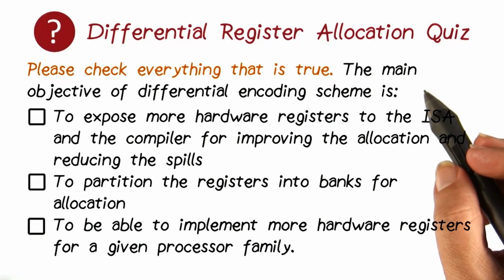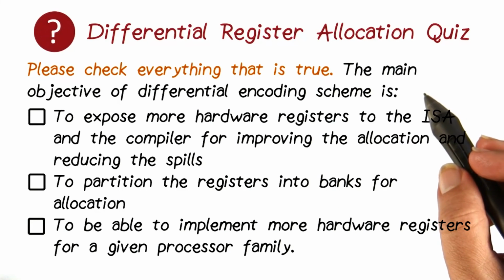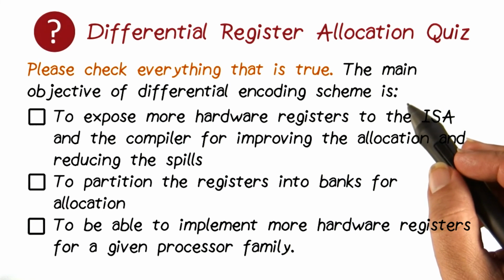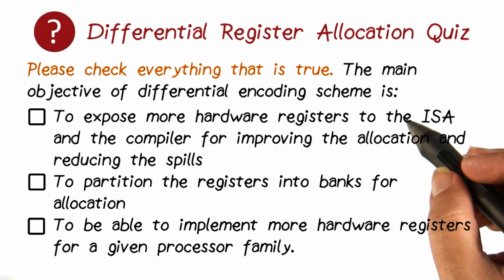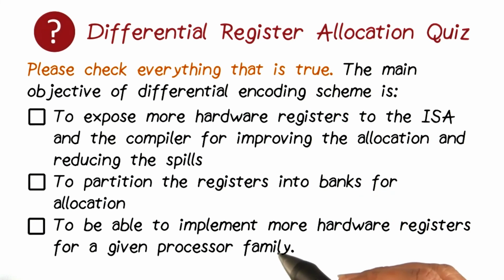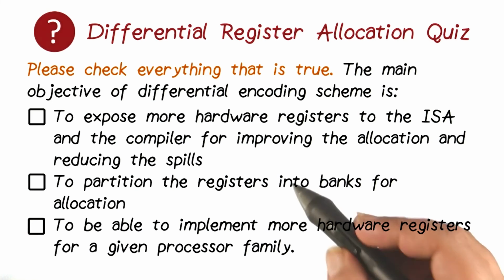Finally, let us do what is the motivation behind differential register allocation through a quiz. So what I have here are 3 statements, and please check the one that is true. The statements are: the main objective of differential register encoding scheme is to expose more hardware registers to the ISA and the compiler for improving the allocation and reducing the spills, or the second statement is to partition the registers into banks for allocation, and then the third one is to be able to implement more hardware registers for a given processor family. Please go ahead and mark your answers now.